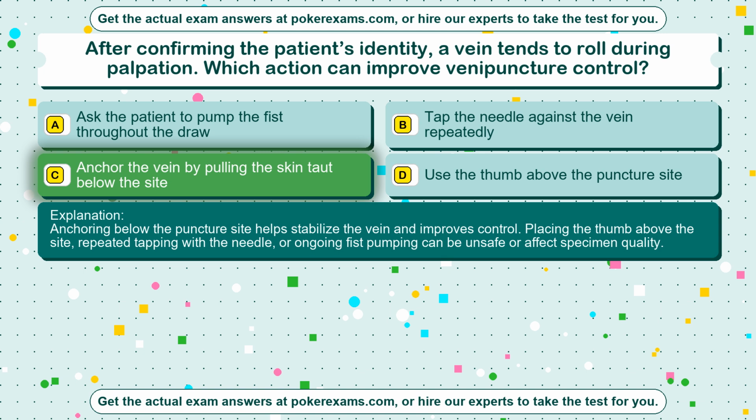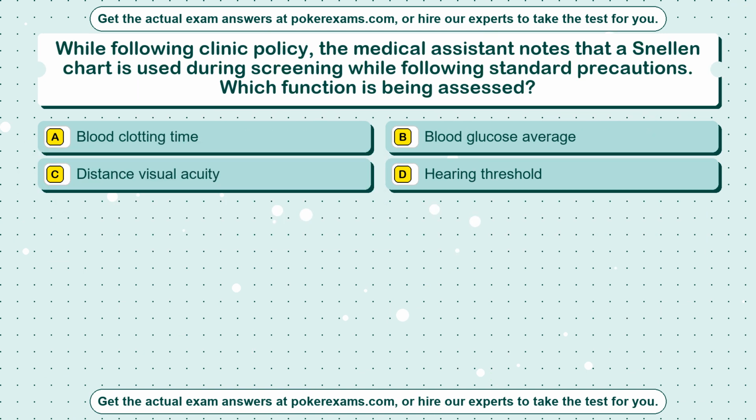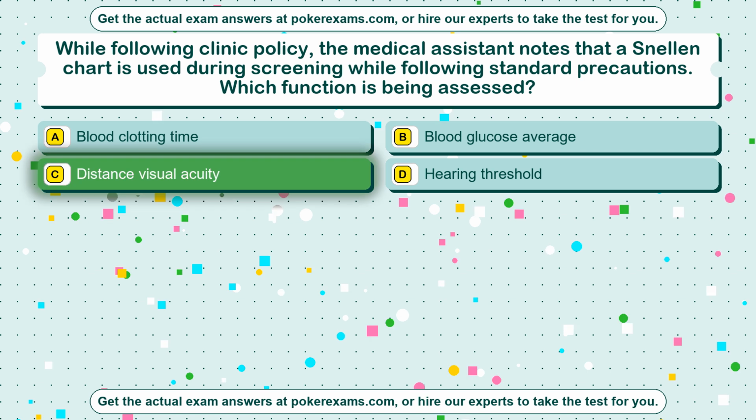Question 19. While following clinic policy, the medical assistant notes that a Snellen chart is used during screening while following standard precautions. Which function is being assessed? Option A, blood clotting time. Option B, blood glucose average. Option C, distance visual acuity. Option D, hearing threshold. The correct answer is option C, distance visual acuity.